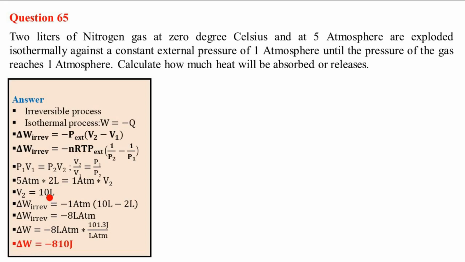After finding V2, we can calculate the irreversible work done by using the formula. The external pressure here is negative external pressure. That means negative 1, because the external pressure is 1 atmosphere. Then V2, 10 liter, minus V1, which is 2 liter. In this case, we do the calculation and we see that the work done is equal to negative 810 joule.